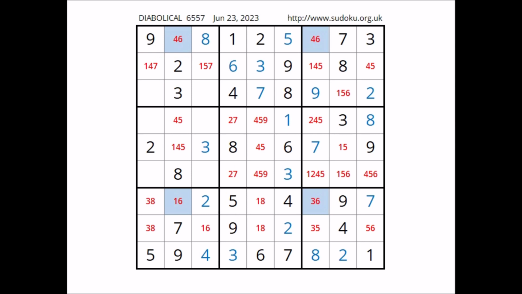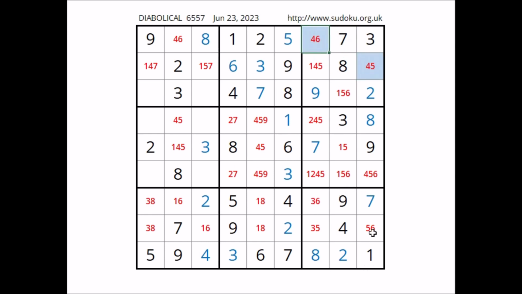Okay, what else? Let's see, look. 4 and 6 here, 4 and 5 here, 5 and 6 here. We have an XY-wing situation in these two sectors. 6 is the common option of these two places. In this sector, this place cannot be 6. Take a look. In this sector, we have this place with the options 4 and 6, and this other place with the options 4 and 5. Okay, 4 is the common option of these two places. 5 and 6 are not the common option.